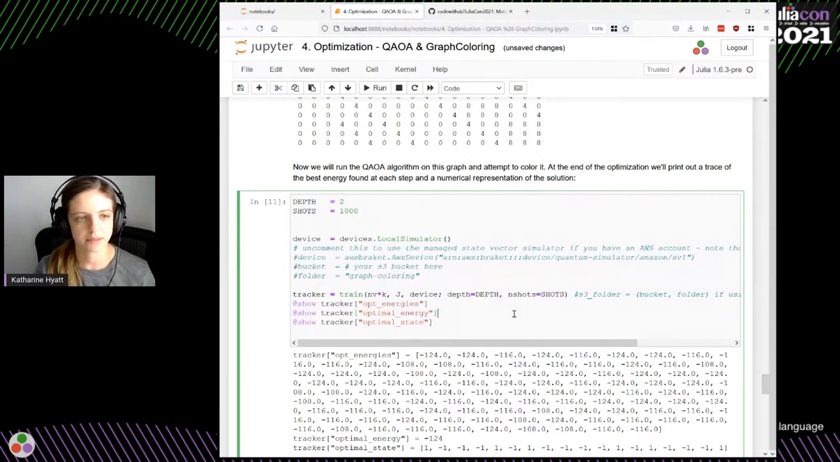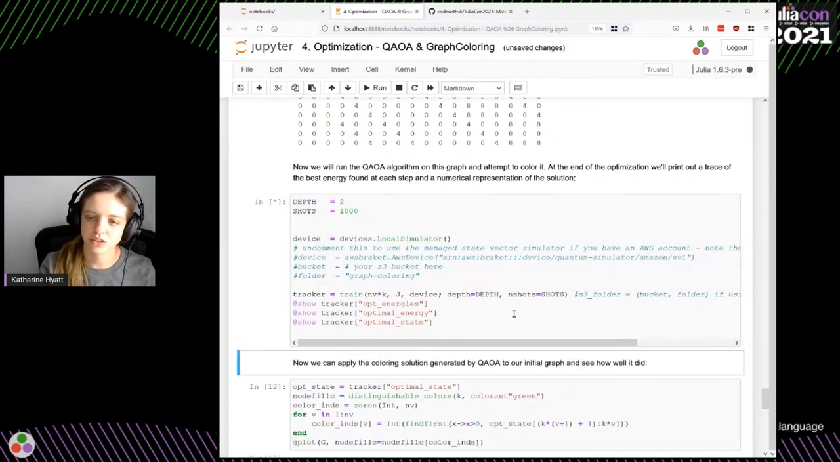And with a small depth, it'll be easier to get training results. We don't need a huge depth here because the graph we're trying to solve is pretty easy. It's quite small, right? And we're, again, going to run this on the local simulator. If you would like to run this on AWS managed infrastructure later, I've included, commented out, a way you can do so. So I'm just going to start running.